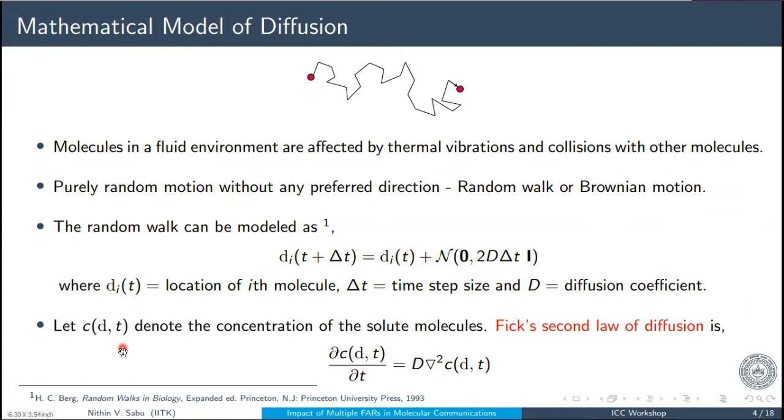Now let us denote C_D(t) as the concentration of molecules at distance d from the transmitter and at time t. Then Fick's second law of diffusion states that the rate of change of concentration with time is equal to D times nabla squared of C_D(t). Here, nabla squared is the Laplacian operator.